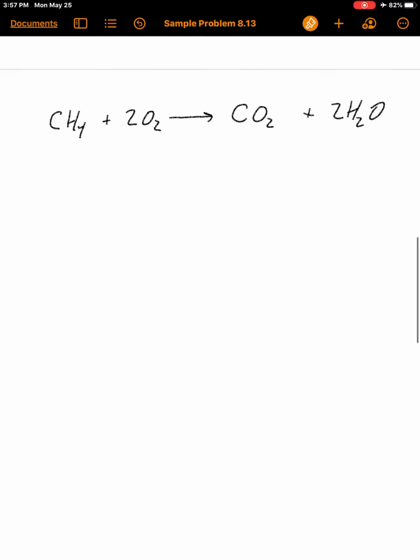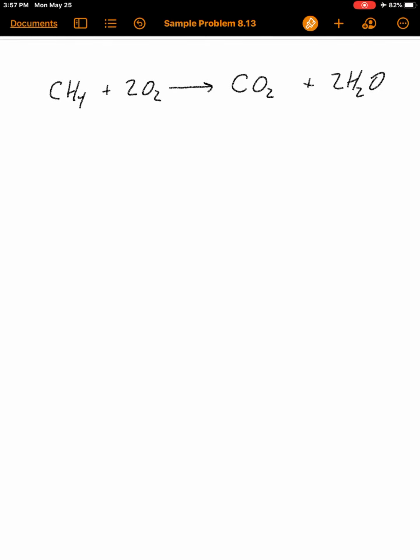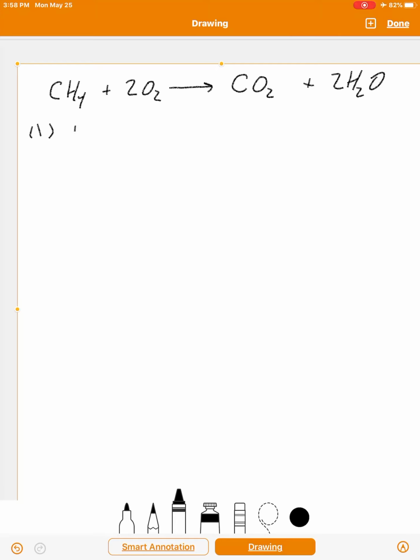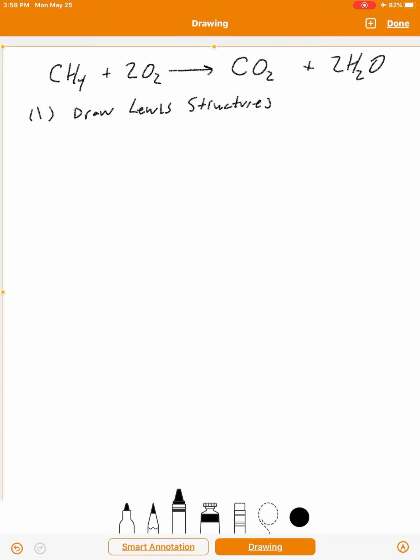Okay? So here's what you do. You first draw the Lewis structure for each of the substances in your balanced equation. So step 1, draw Lewis structures for everything in your equation, okay? So I'm going to do methane. Now I'm just going to go ahead and draw the Lewis structures out here. It's up to you to practice these so that you're able to do these yourself. But I've done these enough that I know what they are.